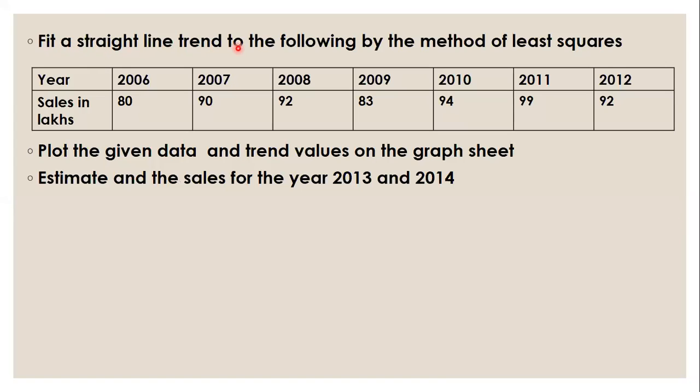Okay, fit a straight line trend to the following by the method of least squares, where you have 2006, 7, 8, 9, 10, 11, 12. Again, 1, 2, 3, 4, 5, 6, 7. 7 years data. Sales in lakhs is given to us. And then they've asked us to plot the given data or trend values on a graph sheet and estimate the sales for the year 2013 and 14. So here they have asked us to estimate 2 years data, 2013 and 2014.